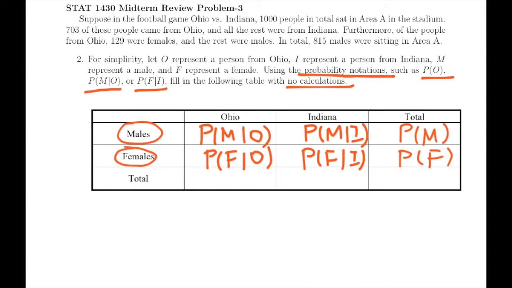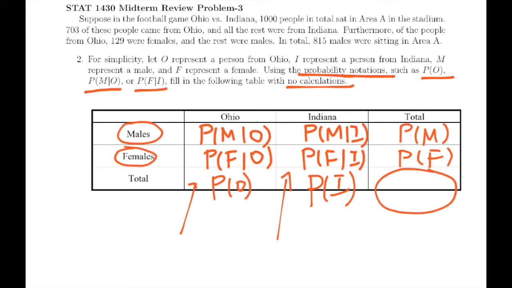And then we look at this box here. In this case, we don't care whether a person is a male or female, but we only care that this person comes from Ohio, so this is P(O). And for this box here, by a similar argument, this is P(I), the probability of a person from Indiana. And for this box here, we're adding either these two probabilities or these two probabilities to represent the total probability, because we're considering all people, that is the whole sample space. So this box must have 1.